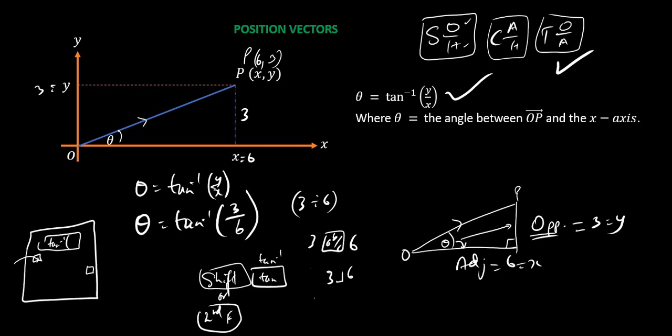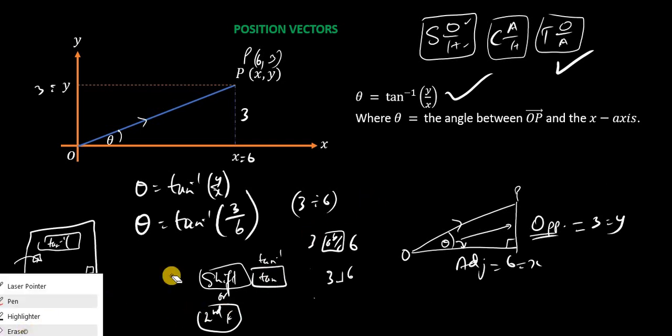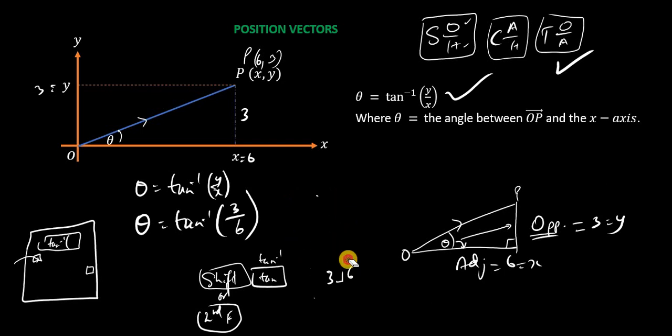So let me see what answer I got for that. I have a shift key. I press shift, I press tan. Tan inverse is highlighted. I press 3 divided by 6, close bracket, and now I have my answer. There is 26.56, etc.